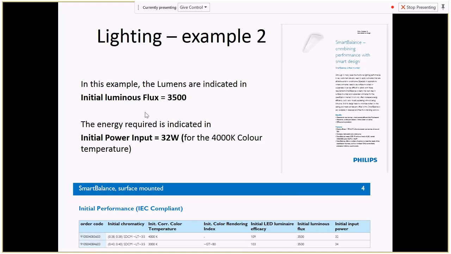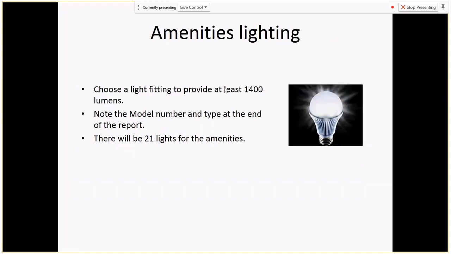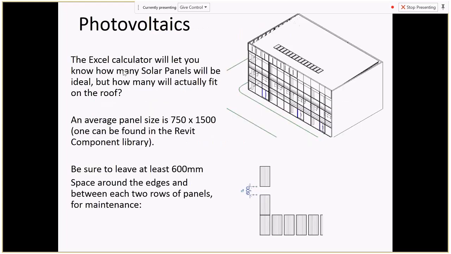This is also about your different light fittings. We go through that at home, and amenities lighting, your information is there. But basically, there will be 21 lights for the amenities, and that's already in the Excel spreadsheet, and this is what I went through earlier.